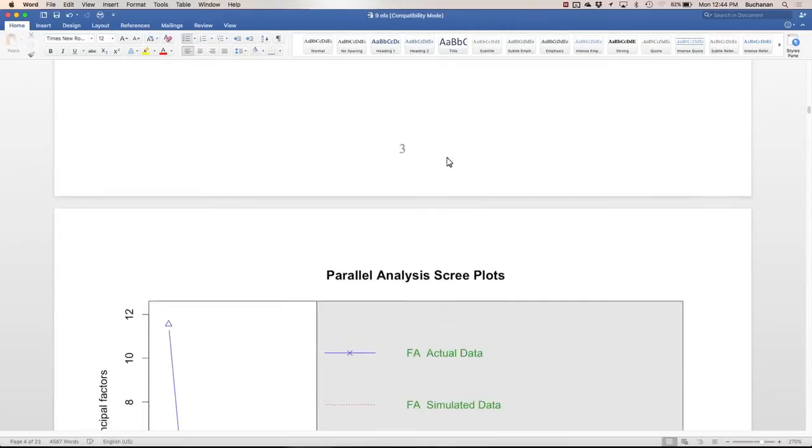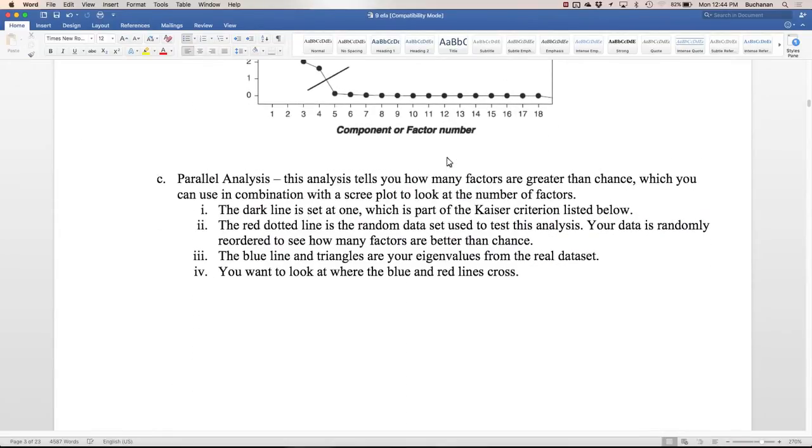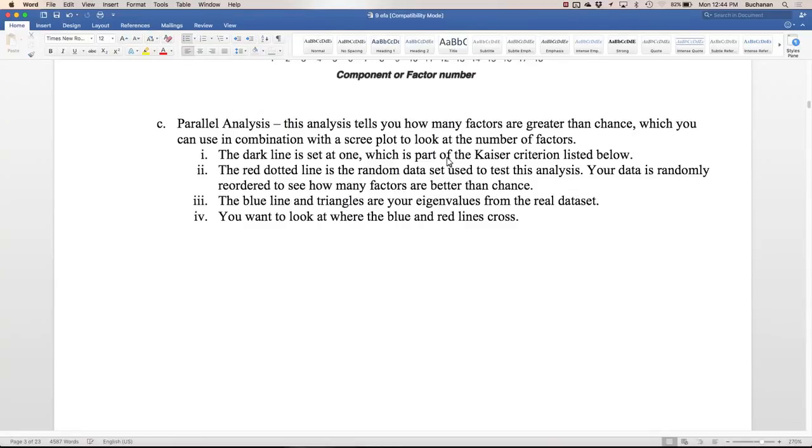Oop, I'm going the other way. So it's a scree plot. A parallel analysis takes the data that you have and scrambles it. And it takes the eigenvalues of your real data and the eigenvalues of the scrambled data and tests them against each other. So how many eigenvalues are greater than chance given the same data, scrambled data set? So how many of those factors are greater than chance?